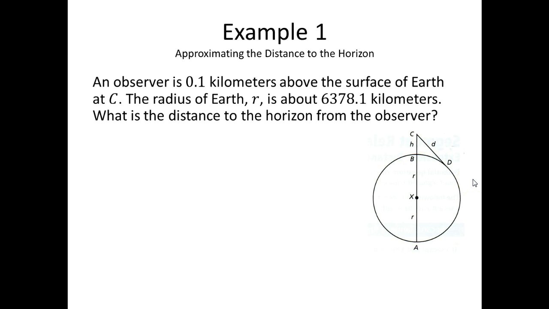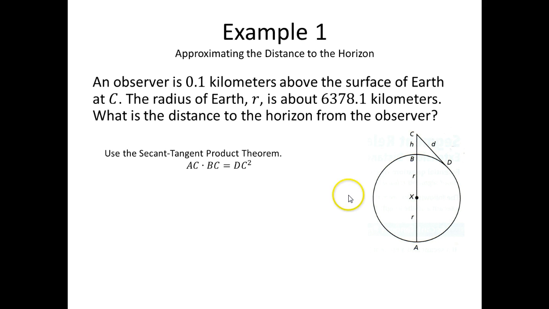Alright, so now we're going to see an application of the secant-tangent theorem, by solving a problem involving approximating the distance to the horizon of an observer above the surface of the Earth. So let's say I have an observer that's 0.1 kilometers above the surface of the Earth here at point C. The radius of the Earth R is given to us at about 6,000 kilometers. So I know this distance R. We need to calculate, just based on the radius of the Earth and how far this observer is above the surface of the Earth, the distance to the horizon.